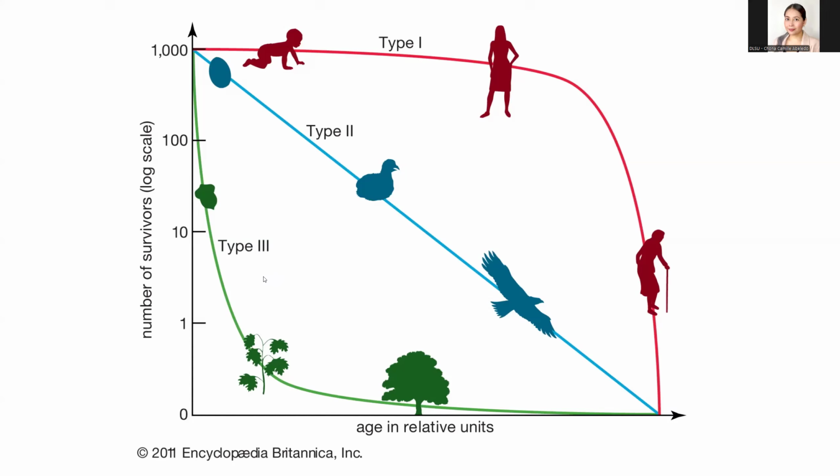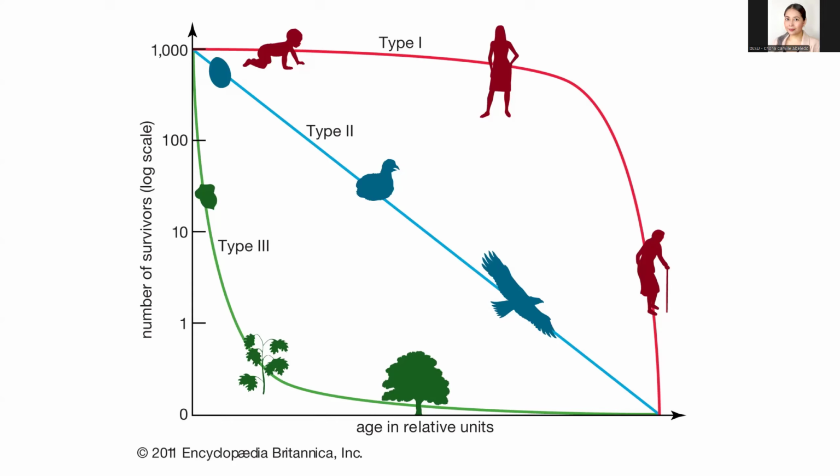And then finally, we have our type 3 or concave curve. It's high juvenile mortality and few survivors to adulthood. So in these populations, most individuals die early in life, but those that survive past a critical stage live much longer. So this is true for fish, for amphibians, for mangrove crabs, for oysters, and plants.